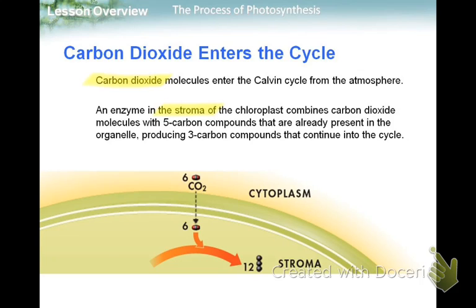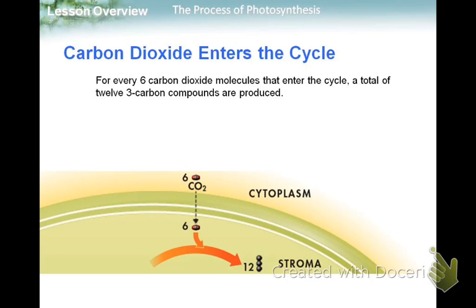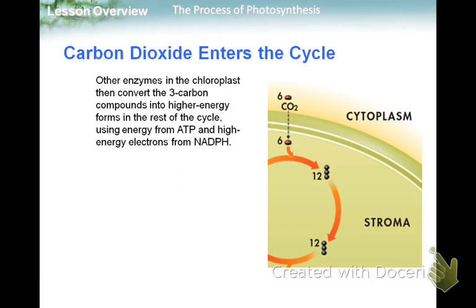Again, we're in the stroma of the chloroplast, the space. And we have a cycle going on here. I'm going to move through the cycle pretty quickly because it's not information that you need to memorize. For every 6 carbon dioxide molecules that enter the cycle, we get 12 3-carbon compounds. Other enzymes convert the 3-carbon compounds to higher energy forms, using energy, like we said, from ATP and NADPH.